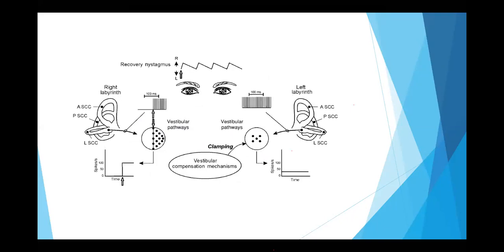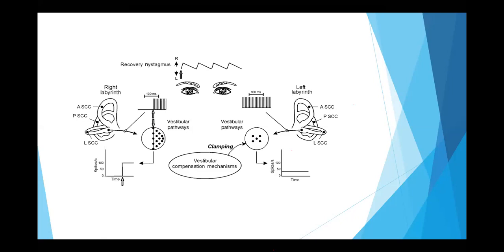But when you compare, the spontaneous rate of the right side is more when compared to the clamped spontaneous rate. Clamping means reduction of the spontaneous rate from the normal side. So when you compare this and this, it looks like this is excitatory and this is inhibitory, right? So what does it mean? The head is moving towards the right side. Is it clear?